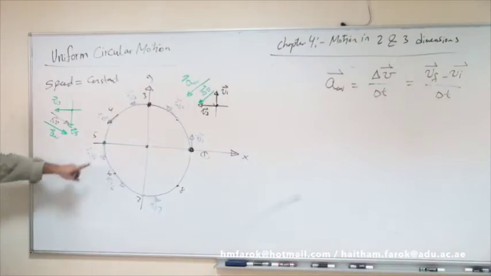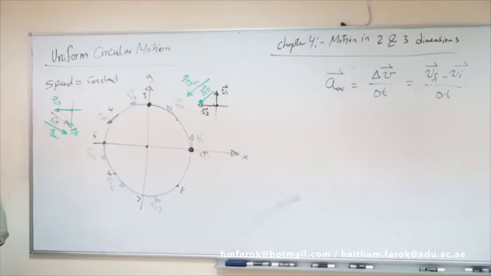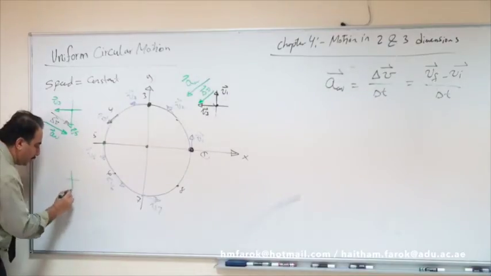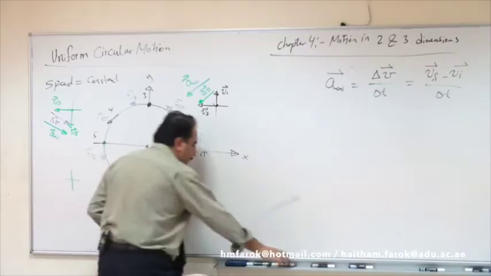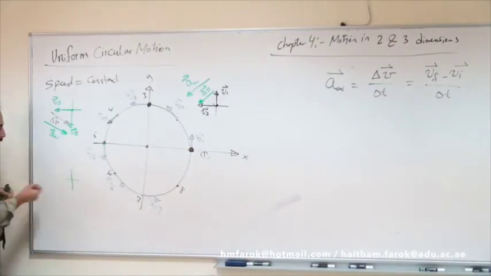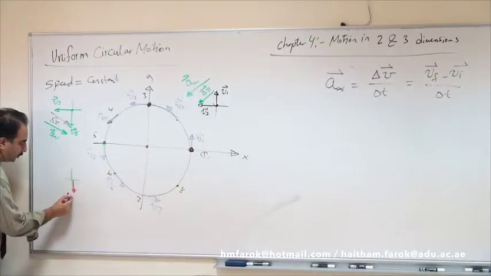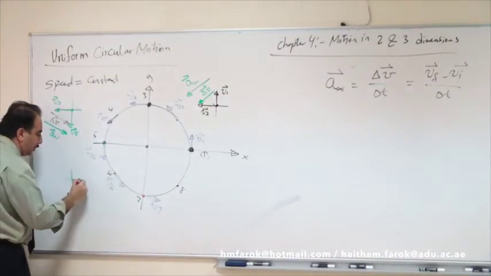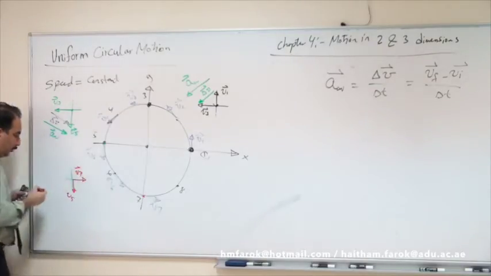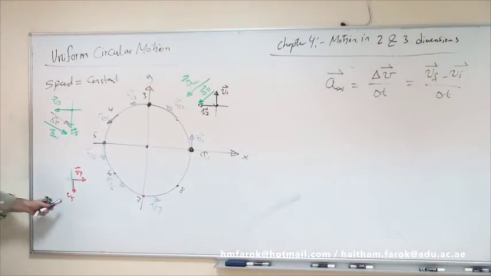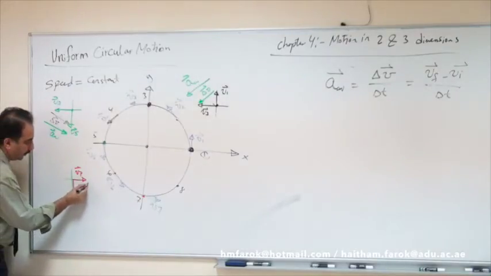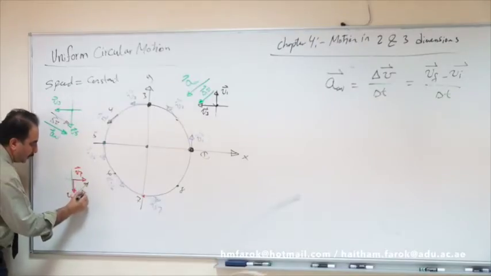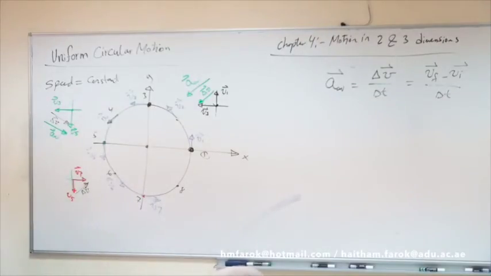Let's take another 2. I start at 5, finish at 7. I'll draw them here. 5 initial, down. 7 final. Where is the delta? From 5 pointing to 7. Where is the acceleration? Same direction.